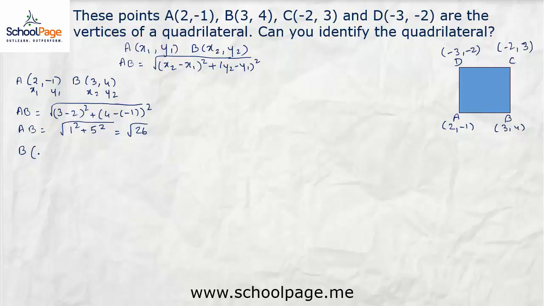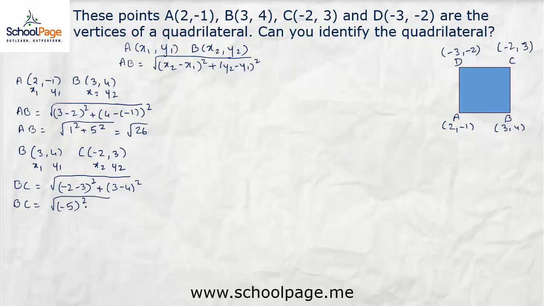Let us find the distance BC. For this we write the coordinates of B as (3, 4) and C as (-2, 3). Let us mark x1, y1, x2, y2. Let us find BC as equal to the square root of (x2 minus x1), so (-2 minus 3) the whole square, plus (y2 minus y1), so (3 minus 4) the whole square. BC equals the square root of (-5) the whole square plus (-1) the whole square, which is equal to root 26.